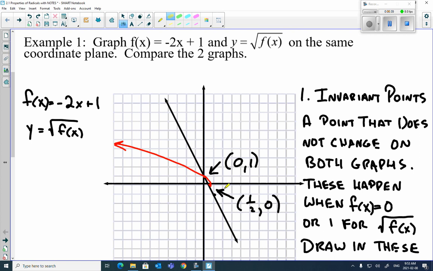Now, something you have to realize is you can't take the square root of a negative. So everything below the x-axis here is gone. It's going to look like this. And you can actually just do this with a table of values, but there are some methods to do this.